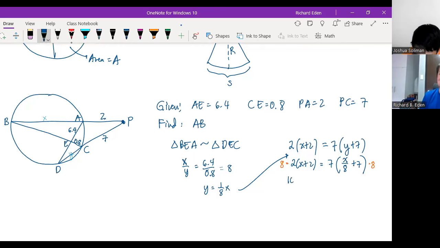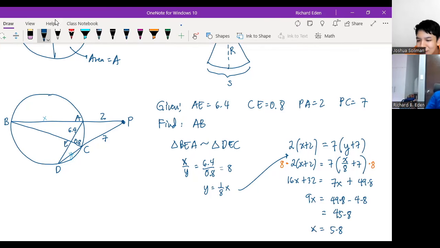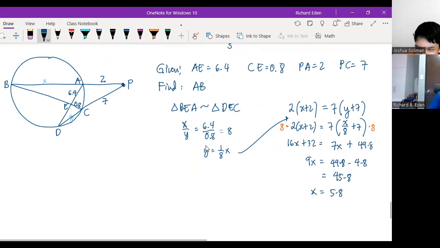Okay, so 16x plus 32 is equal to 7x plus 49 times 8. What's 49 times 8? Is it necessary? Yes, it is necessary. So 45 times 8 is equal to 320 plus 40, which is 360, and 361 minus 1. So x is equal to 40. That was the desired variable, and as you can see, I didn't use a calculator. And so x is equal to 40.